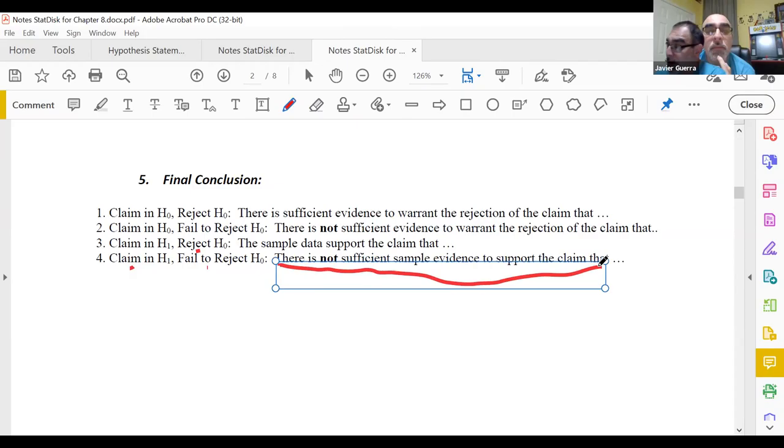You're going to write, there is not sufficient sample evidence to support the claim that. See, I just copied that line. I just copied it exactly how it appears.